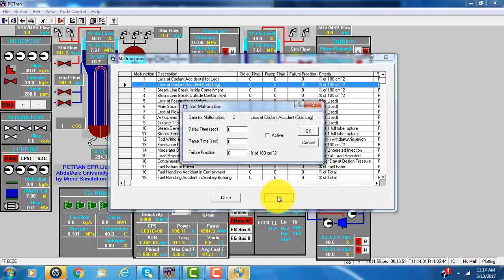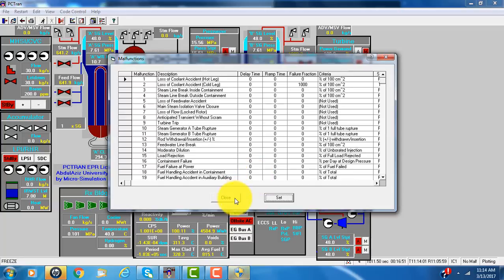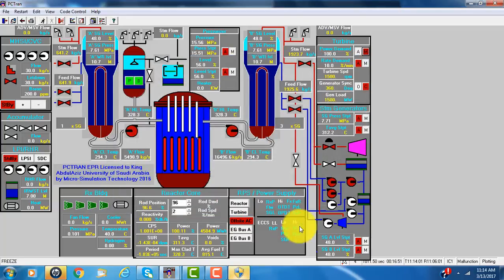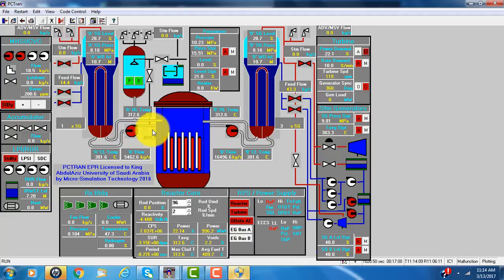And now let's assume we have a loss of coolant accident at the cold leg. I set, and suppose we have a pretty large one, failure fraction 1,000 centimeter square. That's pretty large, okay. And activate and OK, and close it. So I click this runner, the little guy runner again. You see there's a large break. The water level in the vessel drops, and the reactor shuts down.